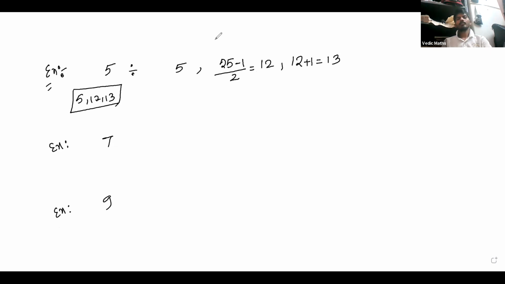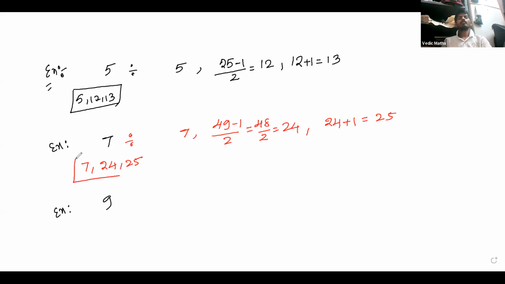Okay, suppose, see here in this question they gave 7. Square it, 49, subtract 1 from it, and after that halve it, that is 48 by 2, that gives 24. And whatever value you get in the opposite side, take that, add 1 to it, then you are getting 25. So 7, 24, 25 is one of the triplets.